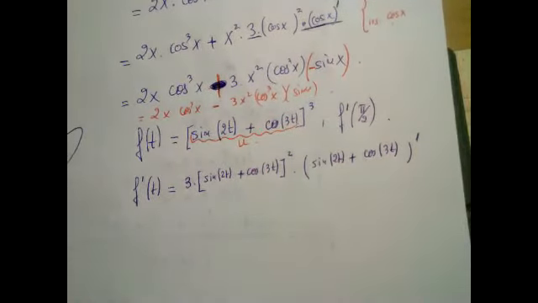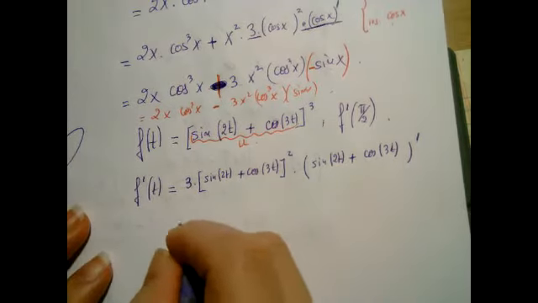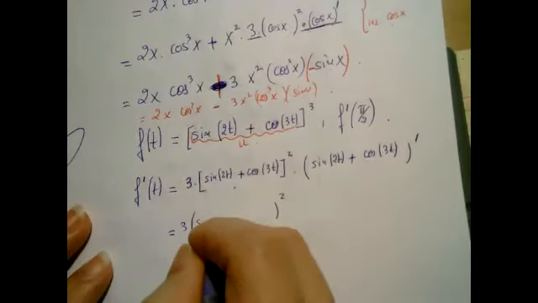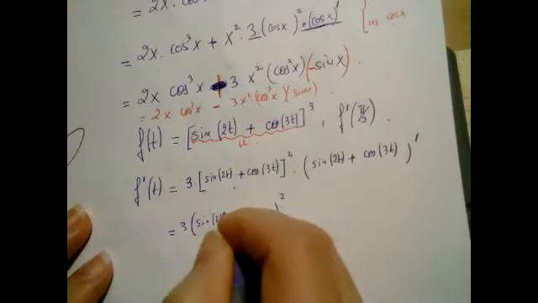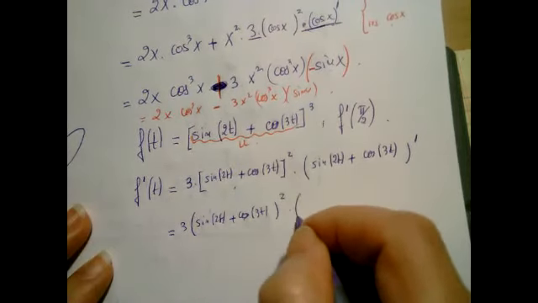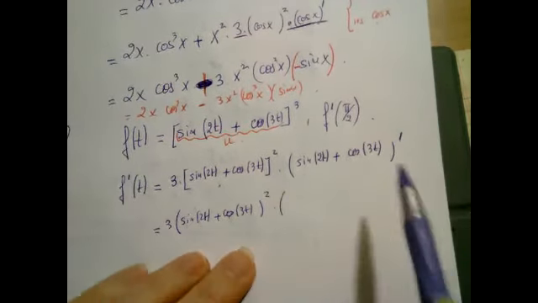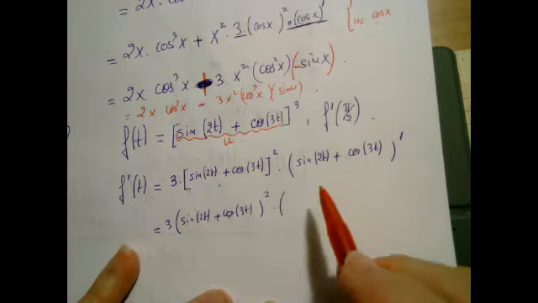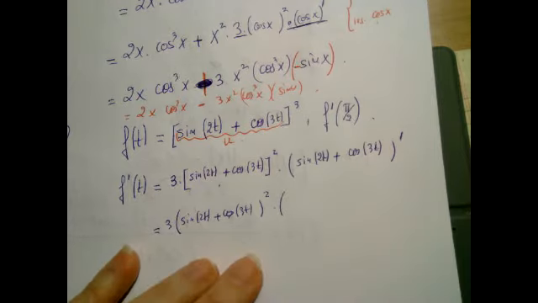All right, so this is equal to 3 times this expression to the power 2 times... Now I have to deal with the derivative of this function. What's the derivative of sine of 2t? Sine of 2t. So I'm immediately thinking of chain rule. Okay, so derivative of sine is cosine.